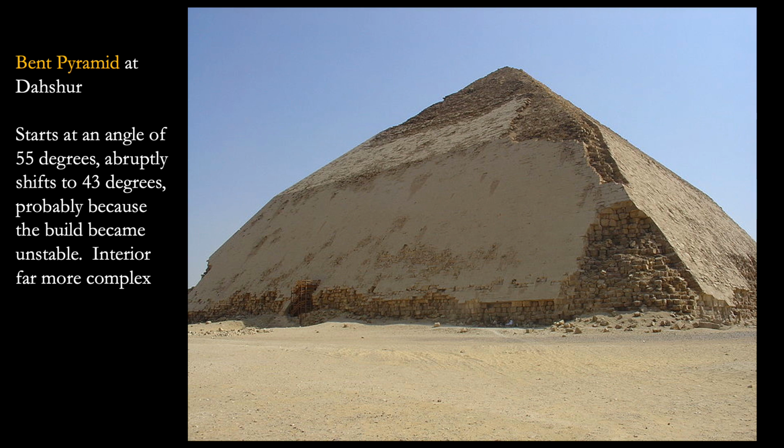So at any rate, they start at this angle about 55 degrees, which would have made this thing really tall. And they get to a point about halfway up, and they're like, oh, shoot, it's too steep, and we can't get the things up the ramps, and it's not working out, and this is really bad. So they change the angle abruptly, kind of halfway, and they're like, okay, we'll finish the rest of it at a shallower angle, and maybe no one will notice. It's completely noticeable. So Sneferu tries again.